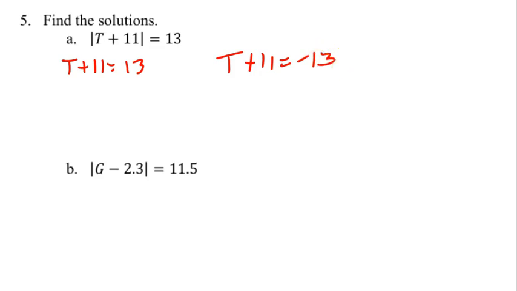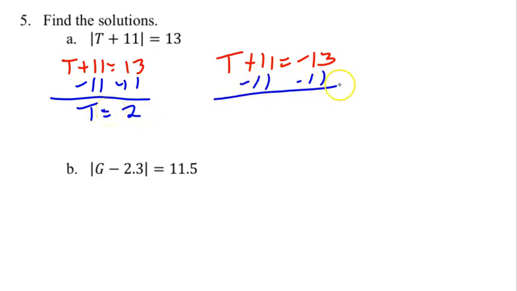So the opposite of adding 11 is subtracting 11. I do that on both sides. And t is going to equal 2. Or here I subtract 11 on both sides. And t is going to equal a negative 24.